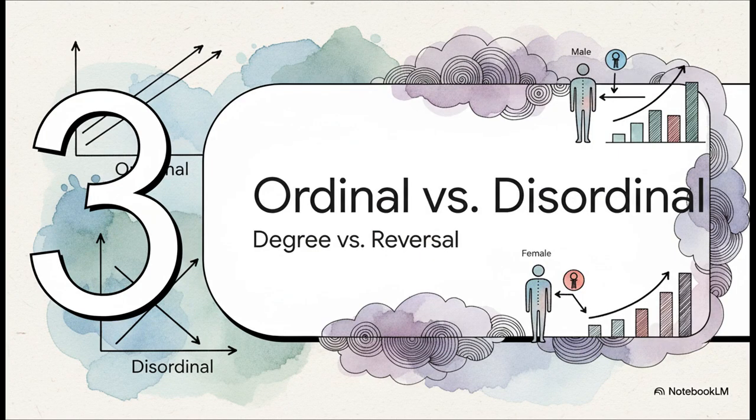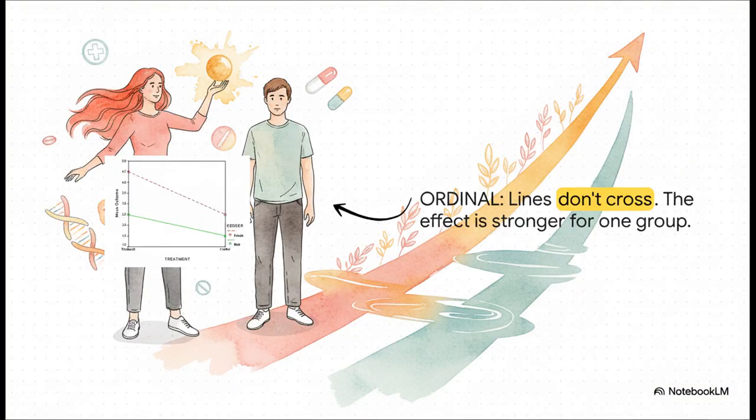Right, but even then, not all interactions are created equal. We've got to break it down into 2 main types, because they tell completely different stories. One is just a matter of degree, but the other is a total reversal. First up, we have what's called an ordinal interaction. Take a look at this graph. You can see the lines aren't parallel, sure, but, and this is key, they don't cross. This tells us the treatment works for both groups, but it's more effective for females. So the big takeaway here is that the effect is going in the same positive direction for everybody. It's just a matter of how much.